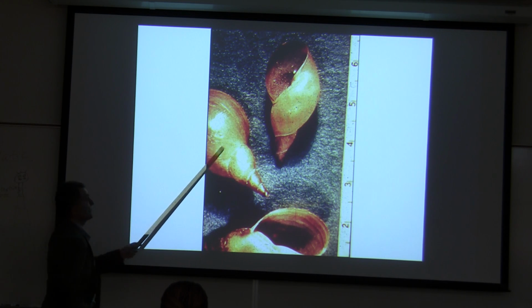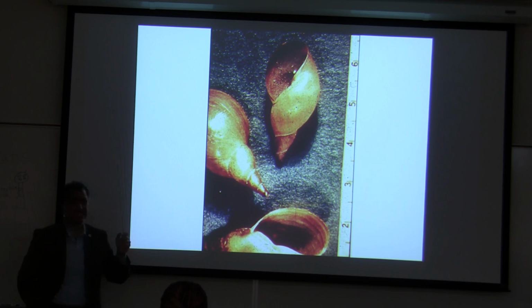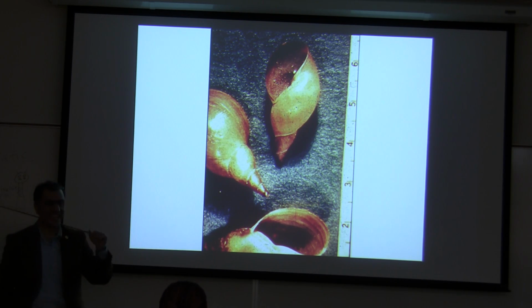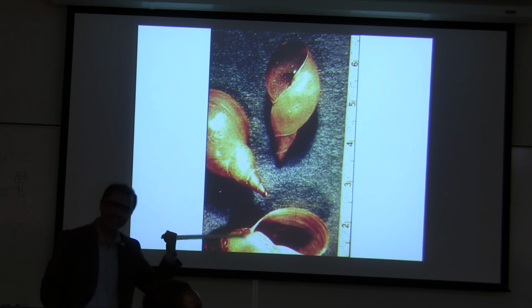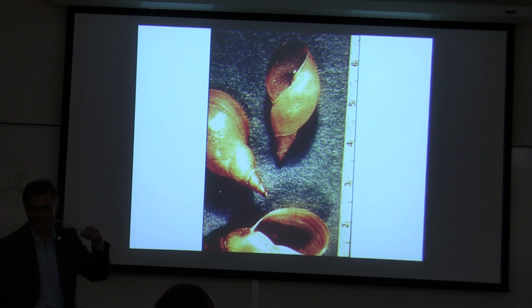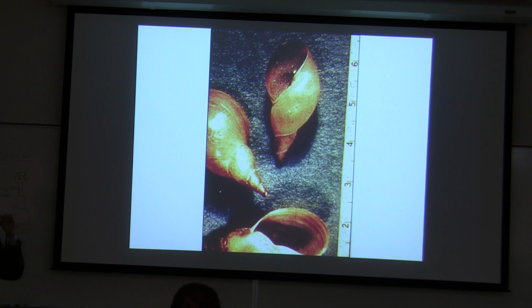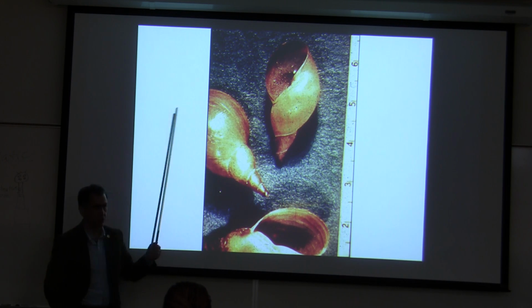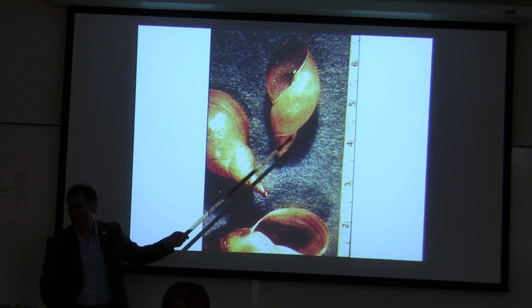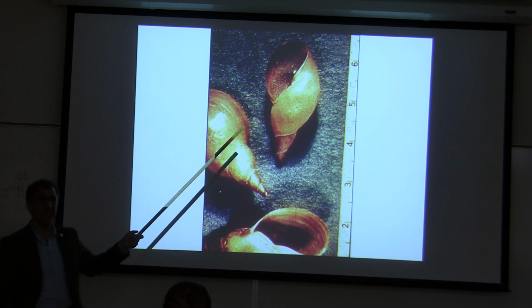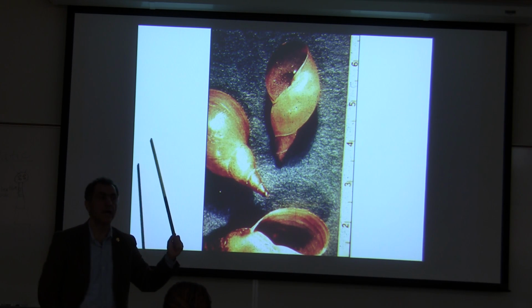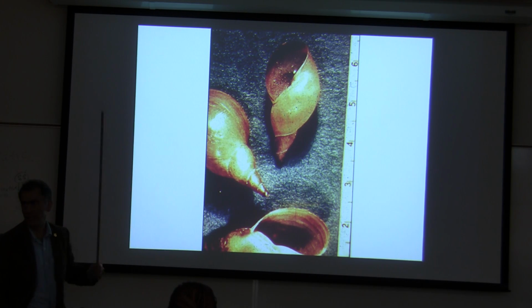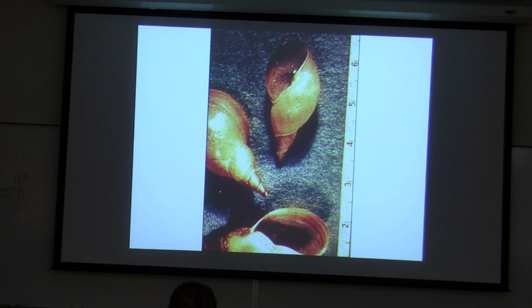What is the name of the organism? A snail. Yeah, snail. That's a good one. What is it, Lymnaea? What is so special about Lymnaea? It's an intermediate host of Fasciola hepatica.